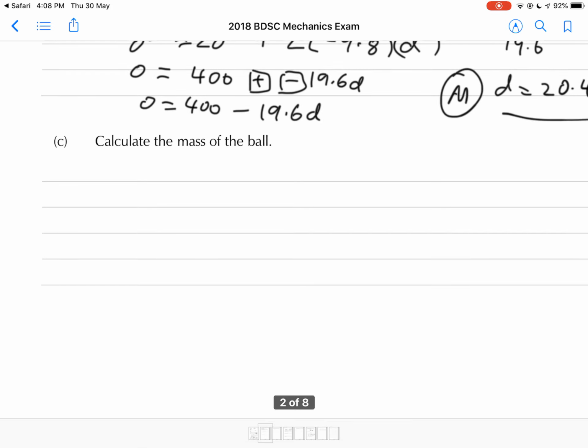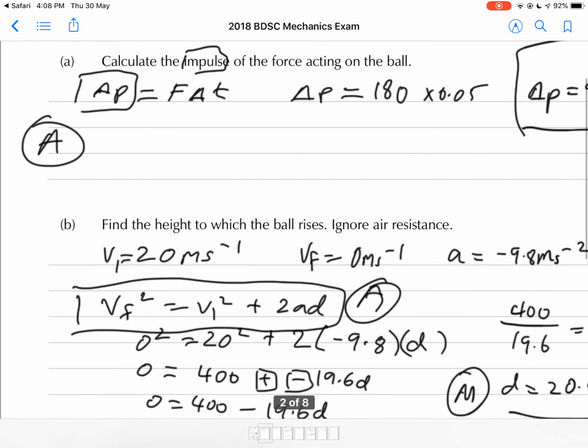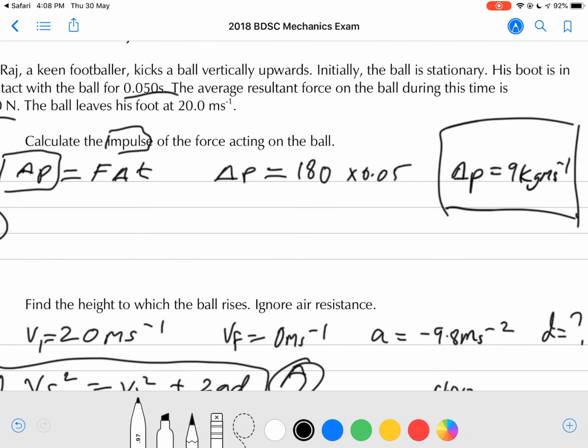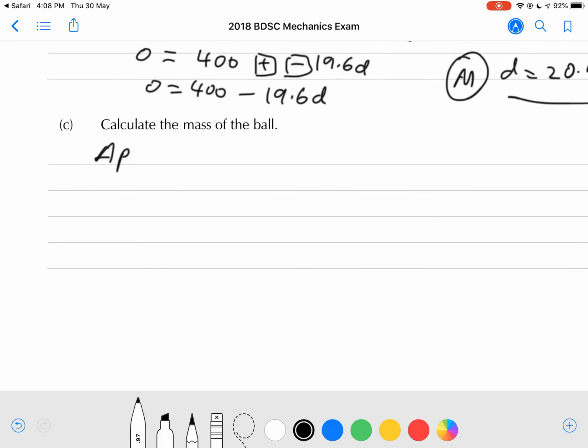Calculate the mass of the ball. In the very first question, we calculated change in momentum equals 9 kg m s^-1. So now we say change in p equals mass multiplied by change in velocity. We calculated that change in p equals 9, so we need to find what change in velocity is. Initially the ball was stationary, so vi equals 0 meters per second, and then vf, the ball is kicked at 20 meters per second.